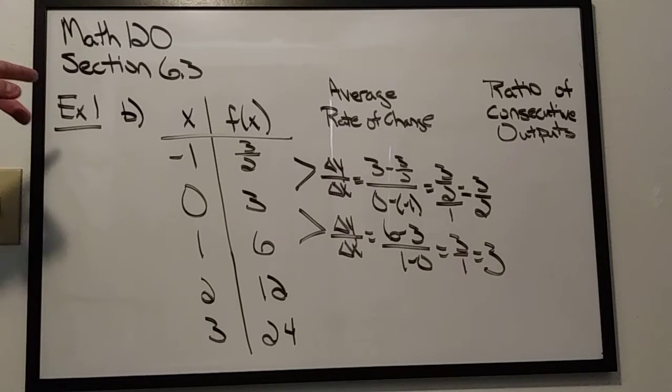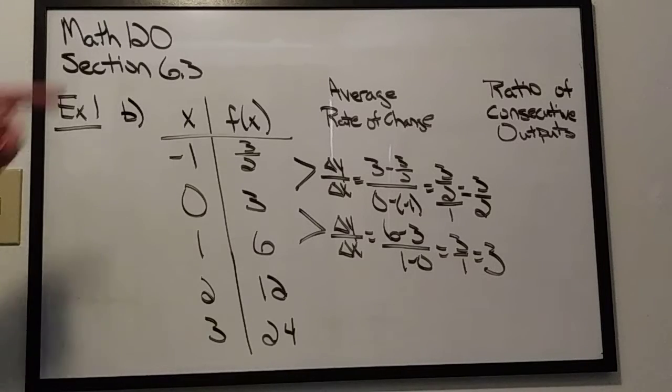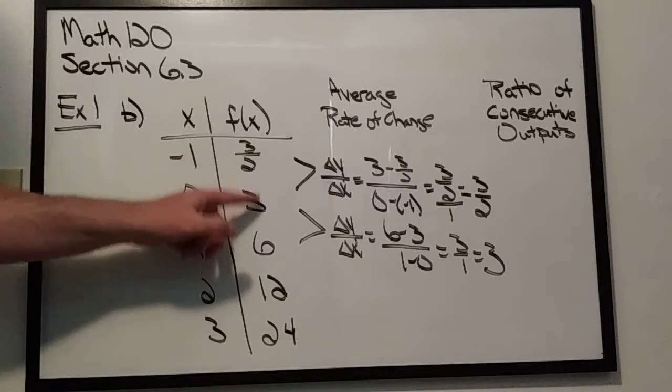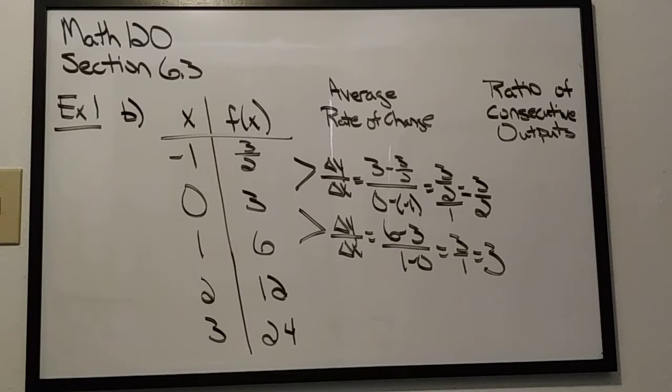So now that we've looked at part A, we're ready for part B. Now, in part B, once again, I'm going to start off with my average rate of change. And once again, the average rate of change is delta y over delta x. So for the first two rows here, then, delta y is going to be 3 minus 3 halves divided by 0 minus negative 1. 0 minus negative 1, we're adding there. So it ends up being 3 halves over 1, which is 3 halves.